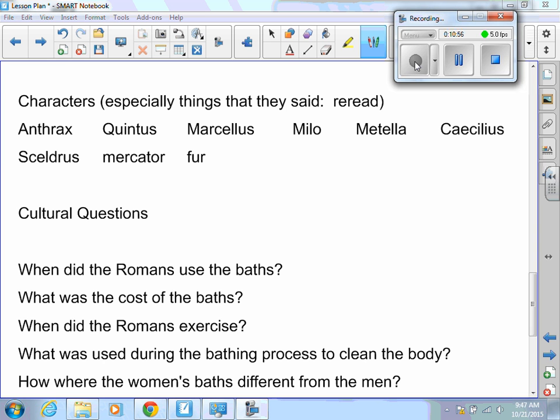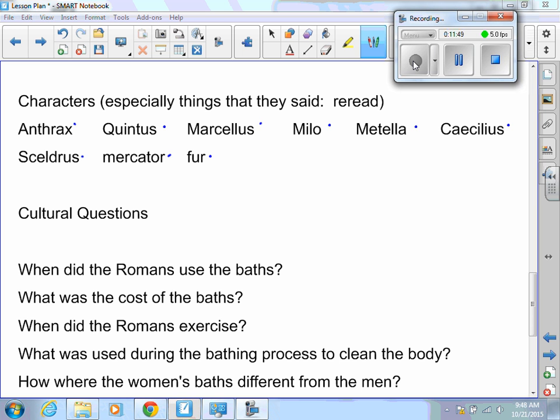Anthrax is the doorkeeper, or he's in charge of looking after the people's clothes in the apodyterium. And he gets in trouble, remember, because there's a thief in the apodyterium, and Skeldrus is the one who basically chastises him for not paying attention. Quintus is throughout the stories. Marcellus, that's the merchant that Metella goes and visits with Melissa. Milo, of course, that's the athlete with the statue that gets his nose broken. Milo and the statue lose their nose. Metella does the shopping for Quintus whenever she's looking for a toga for his birthday. Caecilius is throughout the stories as well. The Mercator is not Marcellus. That's the Mercator that's in the apodyterium with Anthrax and Skeldrus whenever they're talking about the thieves.